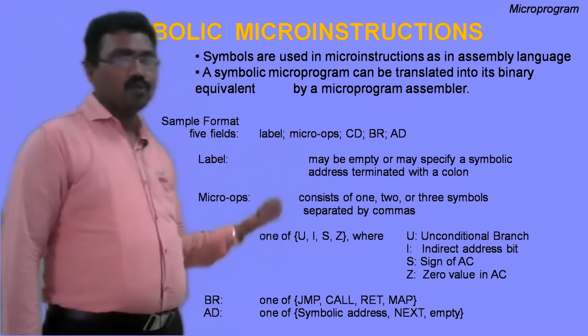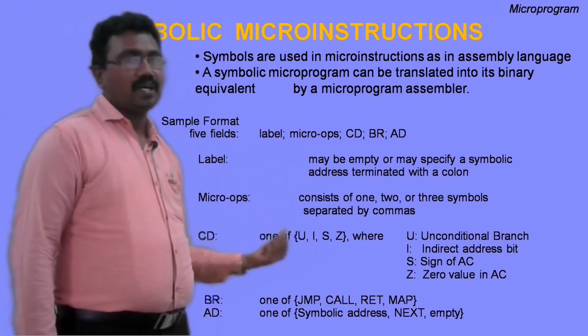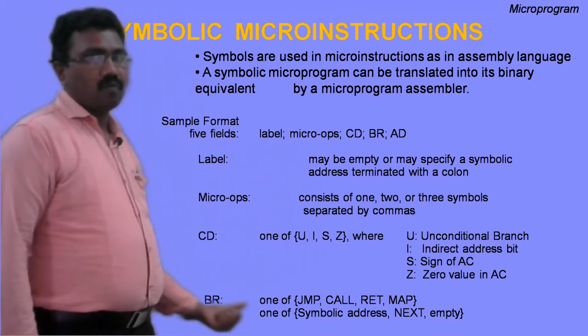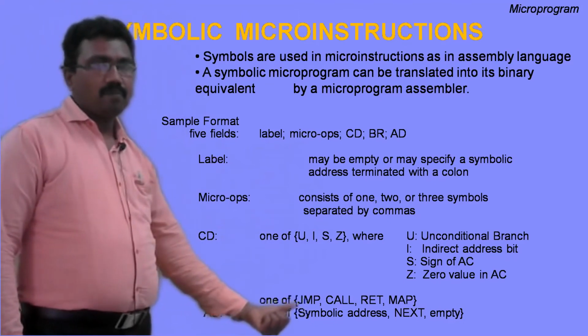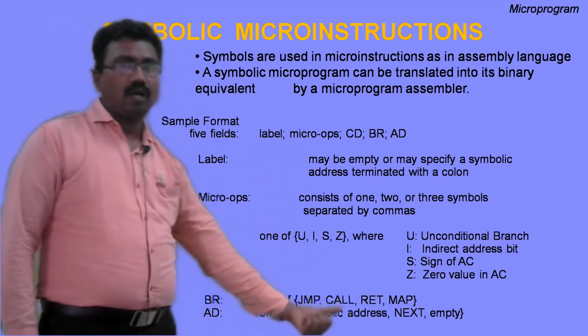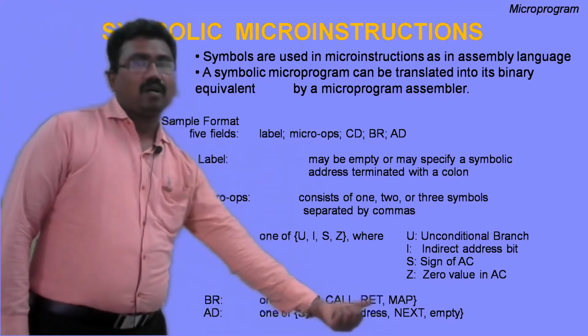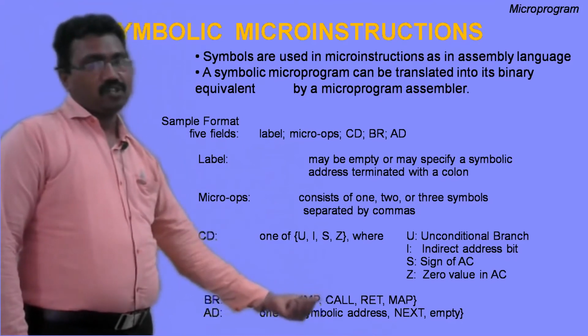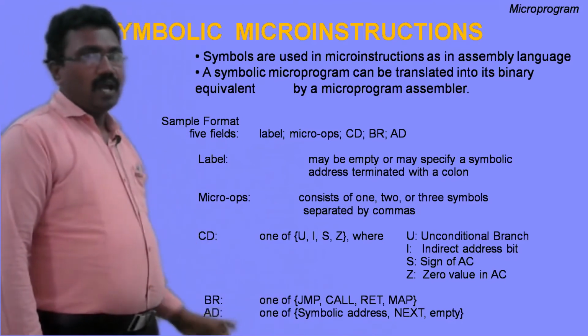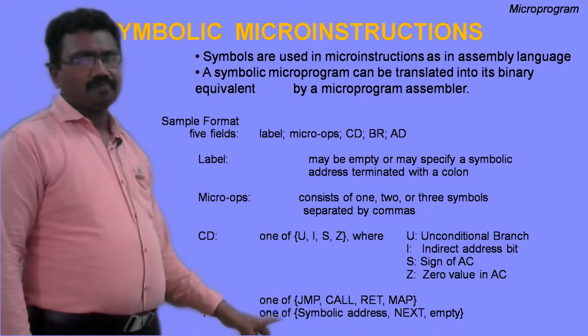One of the symbols U, I, S, Z is used in the condition field. Coming to the branch field, what are the symbols? Jump 00, call 01, return 10, map 11. One of the four symbols is used in the microinstruction.